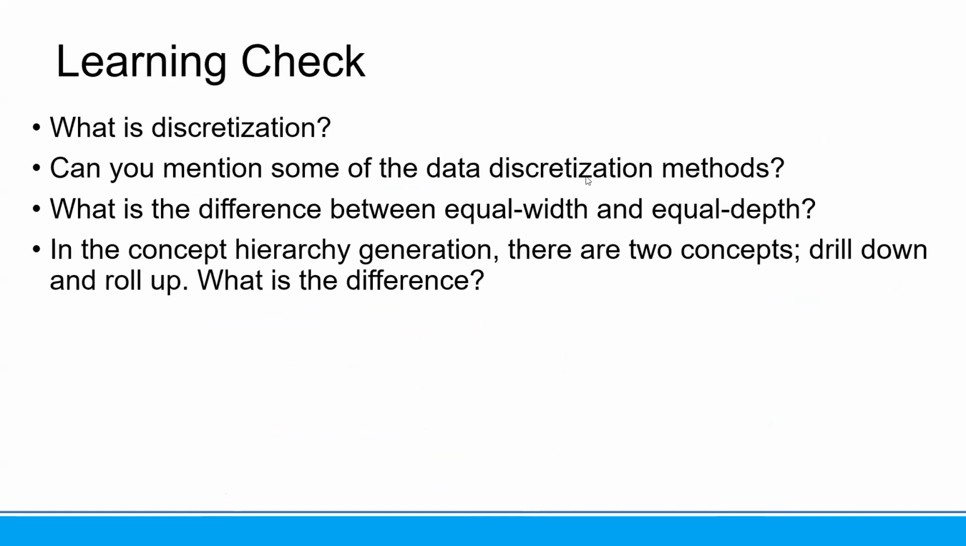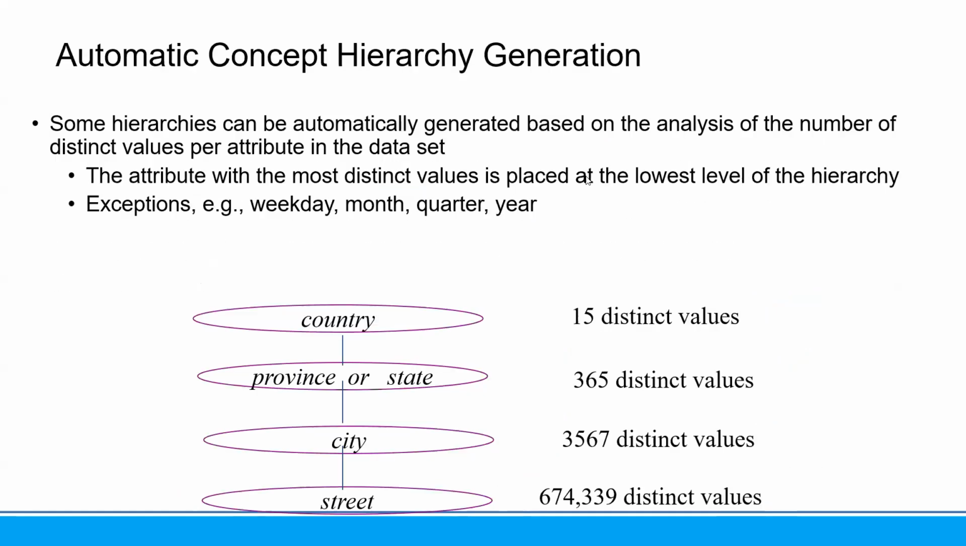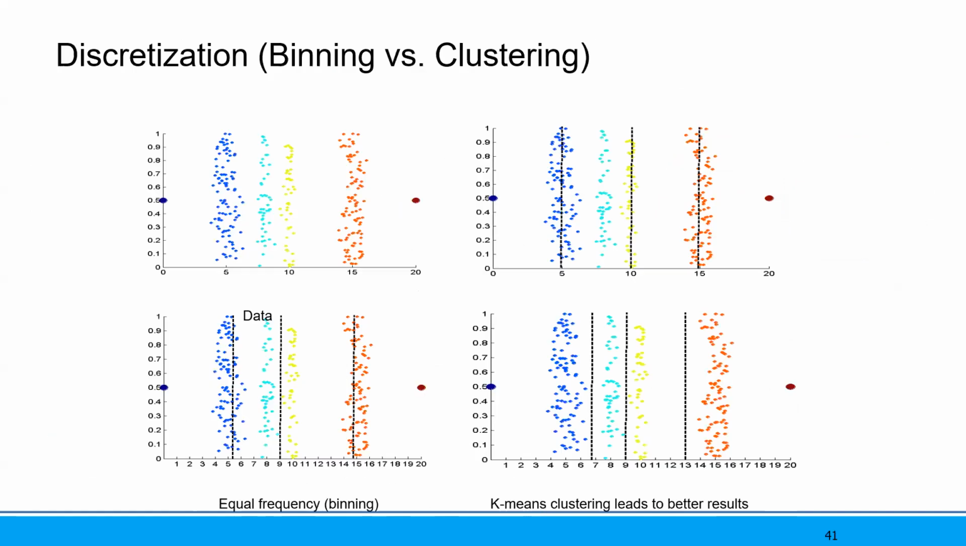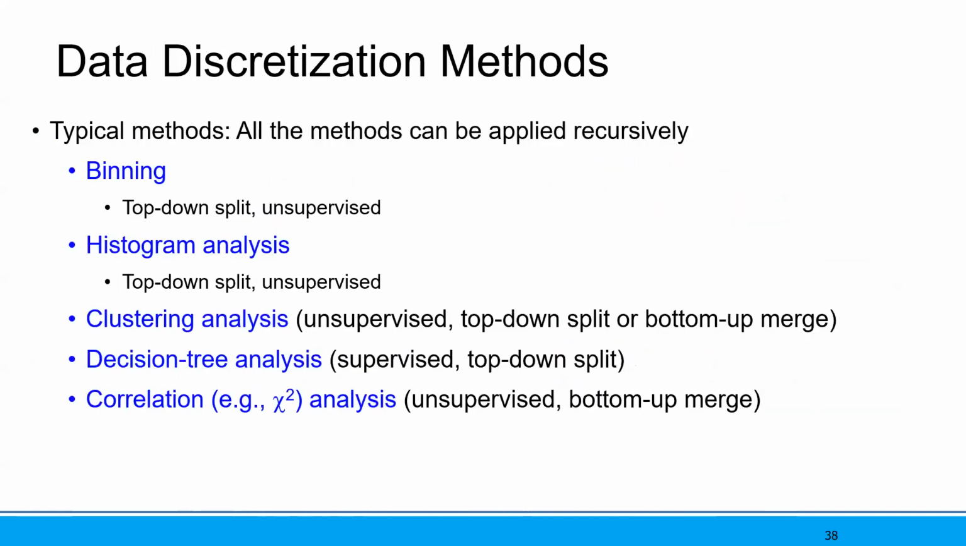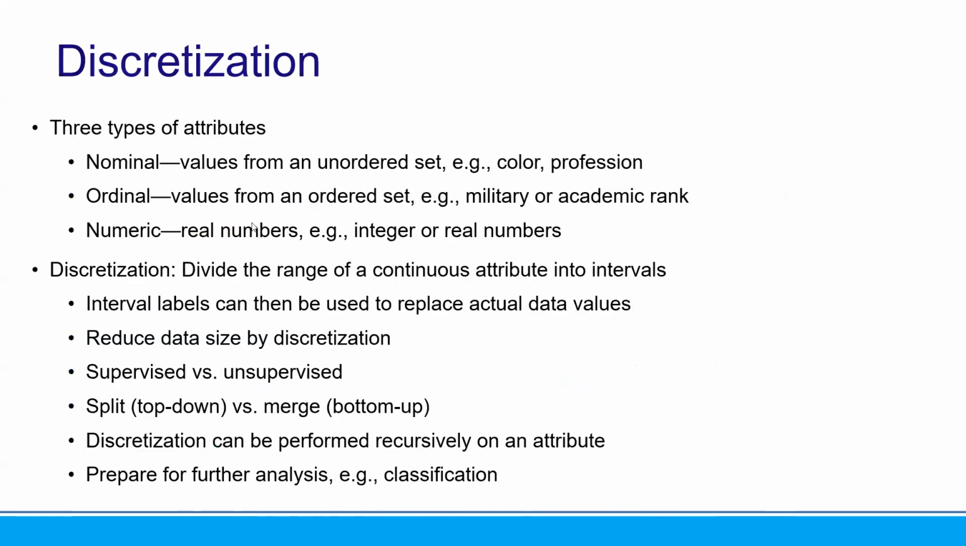Maybe you already remember this kind of discretization. Discretization means you want to divide the range of continuous attributes into intervals. So you have numerical attributes and you want to make them into some categories.